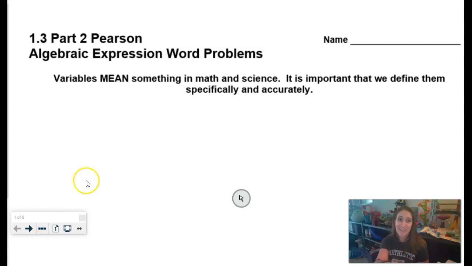This is one of my favorite sections. I really like it. I tried to get a little more creative with the story problems the past few years, so we'll see. We'll see how you like it.